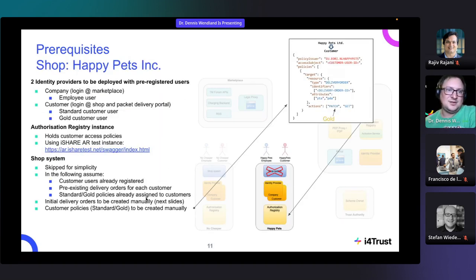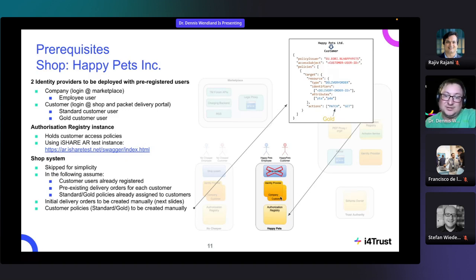Now, the shops. So in this demonstration of our reference example, we of course focus on the actual data exchange, also with the packet delivery company. So actually there will be no shop system. So we will just assume that there was already some customer which ordered something on the shop, and therefore there is already a pre-existing entity on the context broker as packet delivery company representing the actual delivery order.